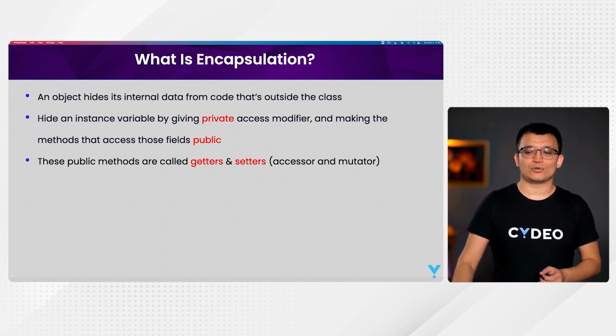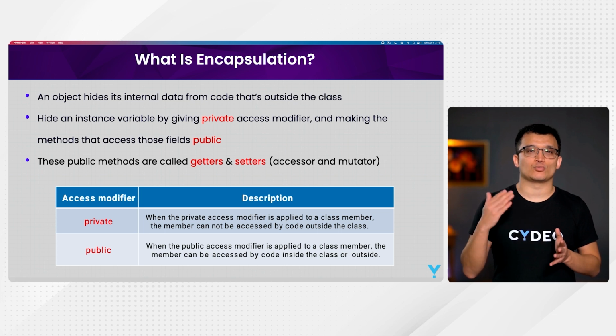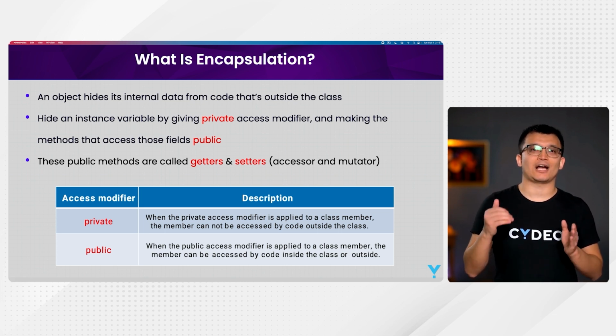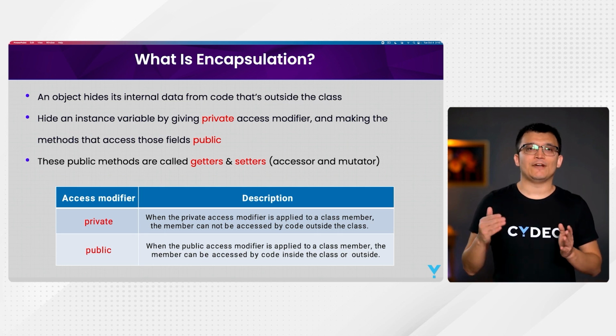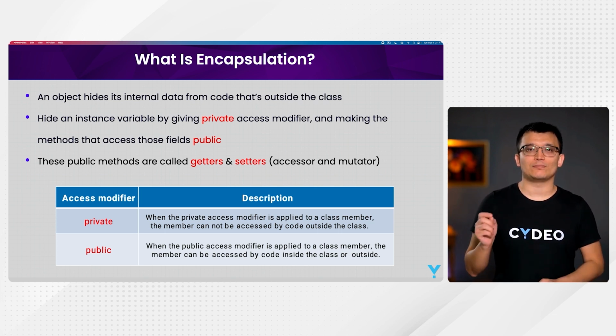Those accessor and mutator methods have the public access modifier because public is always accessible, regardless of which package or which class you are in. And when you encapsulate the variables, they will have the private access modifier. Private means it is only accessible within the class.